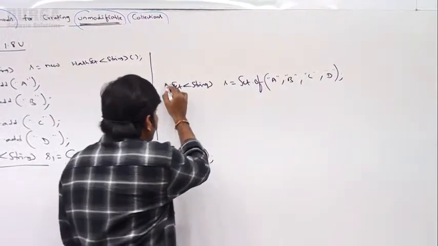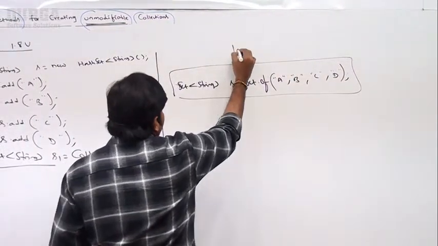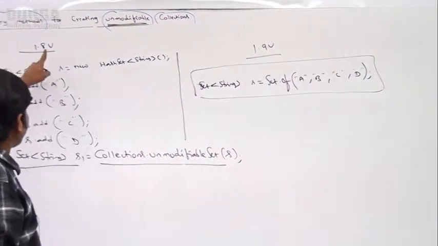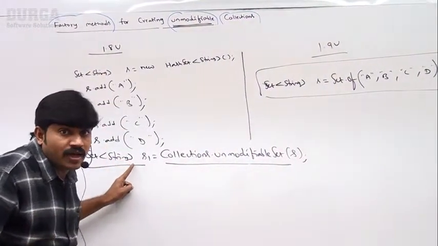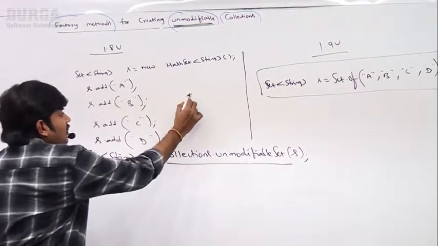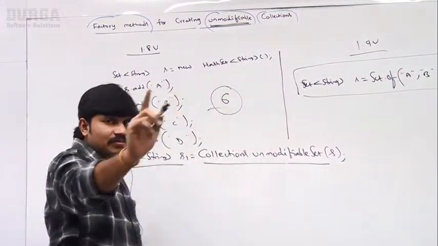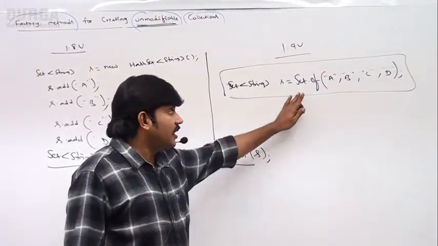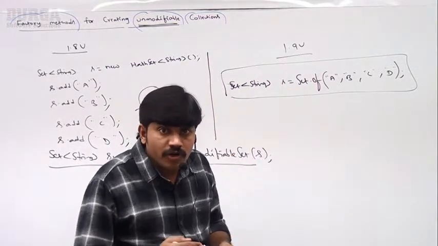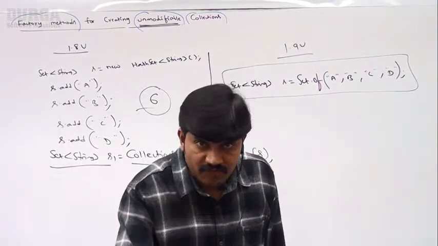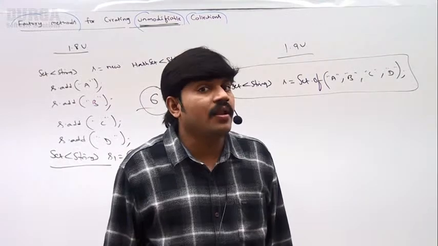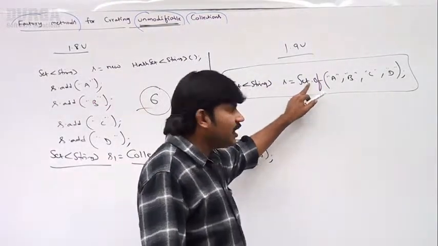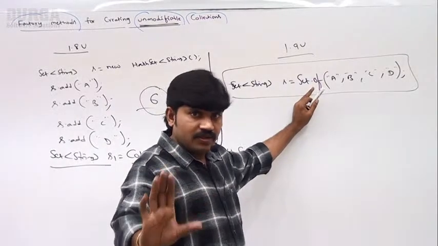How many lines of code am I writing in the 1.9 version? Only one line. But in the 1.8 version, how many lines of code do I have to write? Have you observed? 6 lines of code in the 1.8 version replaced with only one line. Is it clear for all of you? So from the Java 9 version onward, creating unmodifiable list, set and map objects is very easy because these factory methods are available. Clear, right?